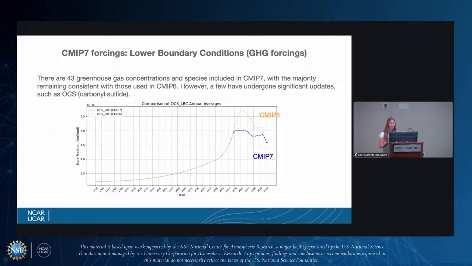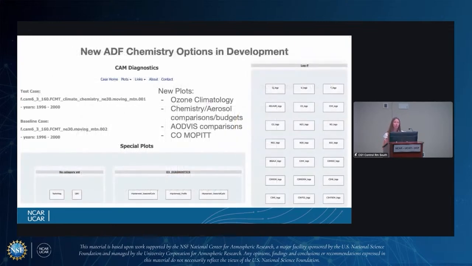What we also were working on was our diagnostics. There is the ADF diagnostics, and Rebecca and Sean and others have worked hard in the last months and year to really put in some chemistry diagnostics.